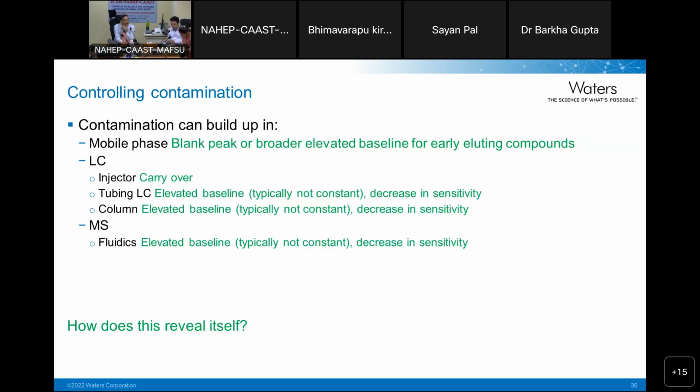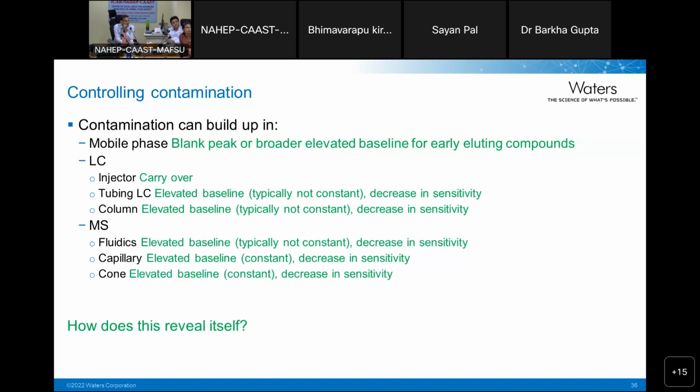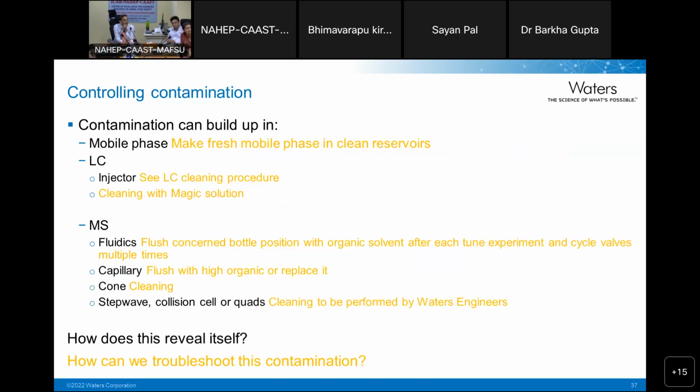If it is in the MS, these could be the places where you can have the contamination issues, and what could be the effects of that contamination, and how to troubleshoot those contaminations. Okay. So more so it is related to your mobile phase and the samples, which need to be taken care of.